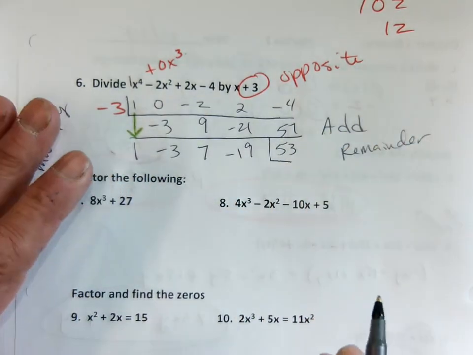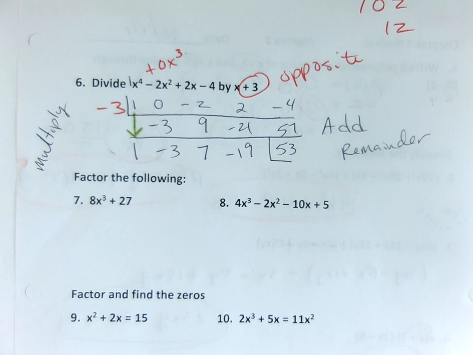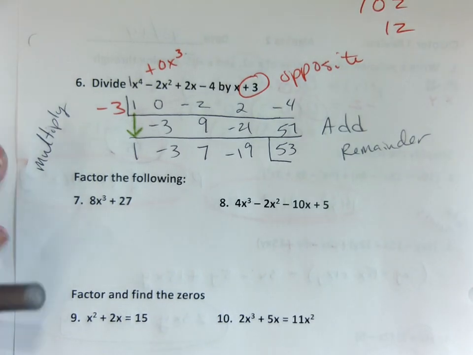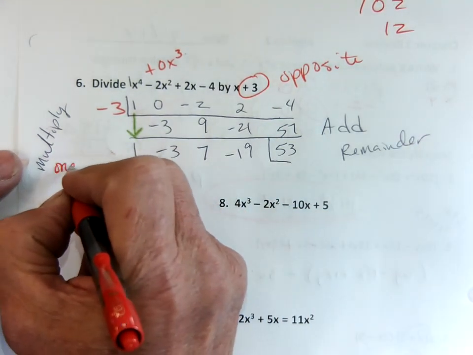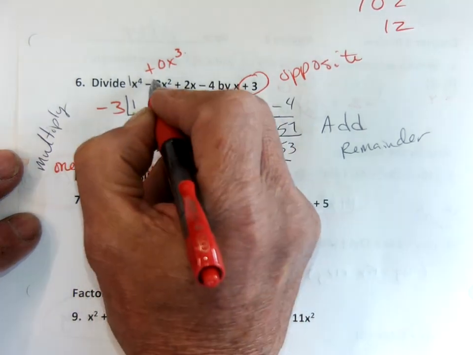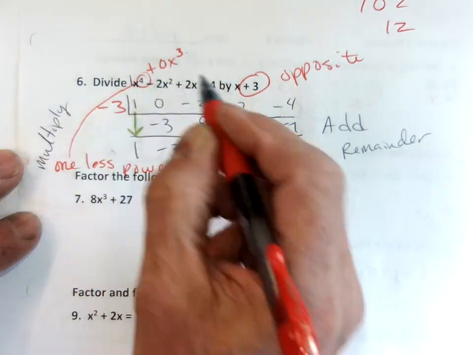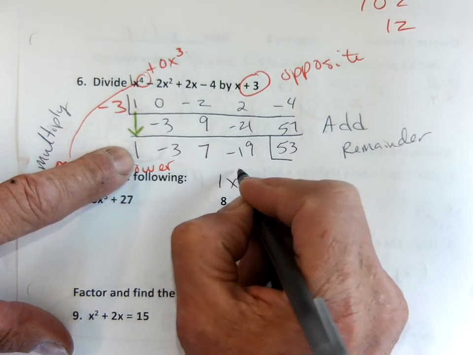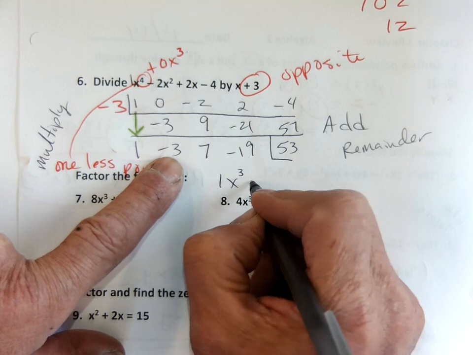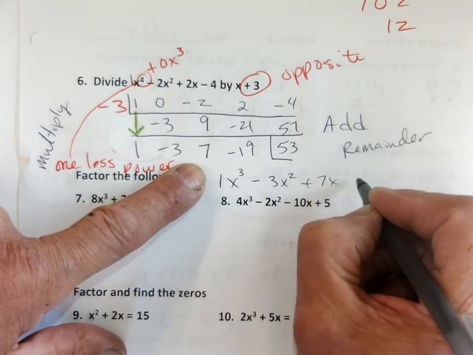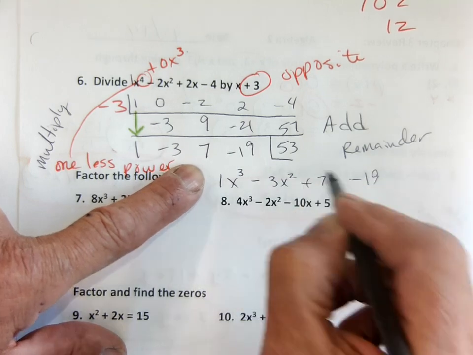Now, we're going to bring back our x's because our x's were invisible. So let's bring back the x's. It's going to be 1 less power. Okay, I'm going to write myself a note. It's going to be 1 less power. So my answer is going to be a 1x to the third minus a 3x squared plus a 7x minus 19. Now this is my remainder.